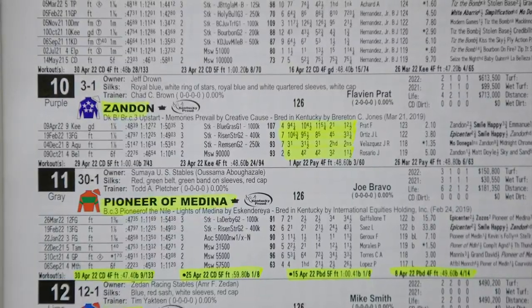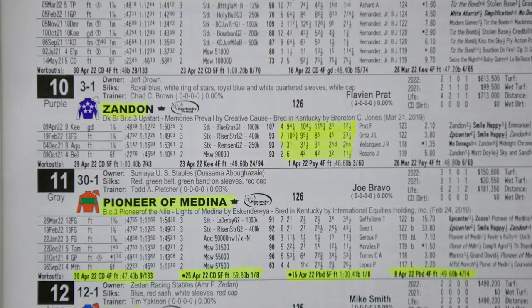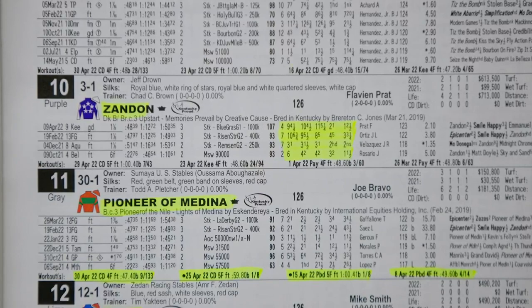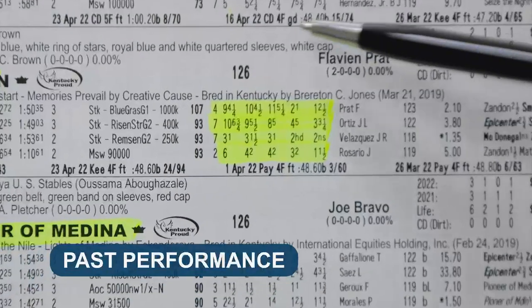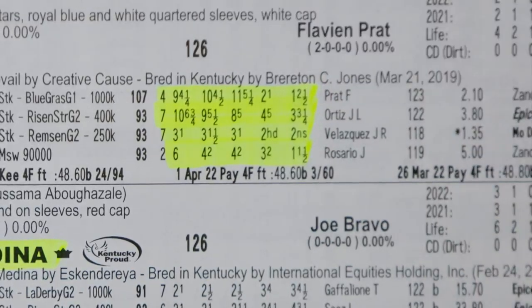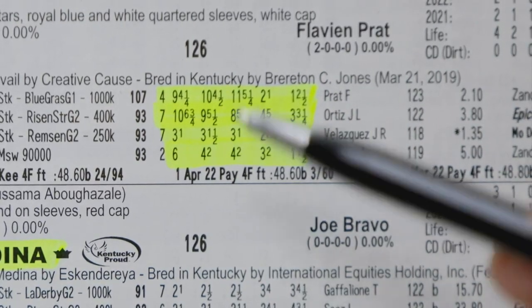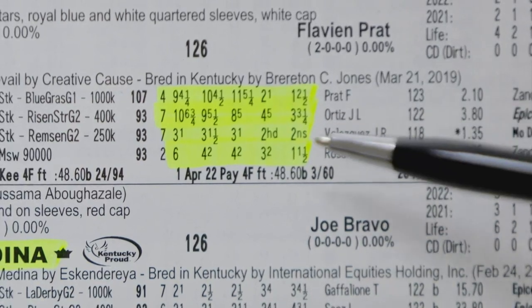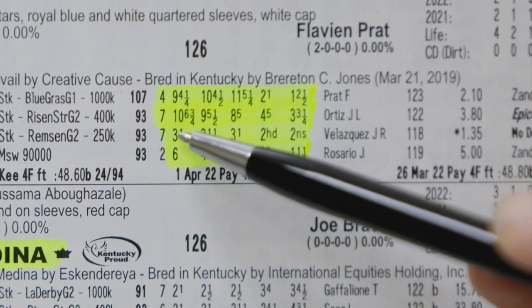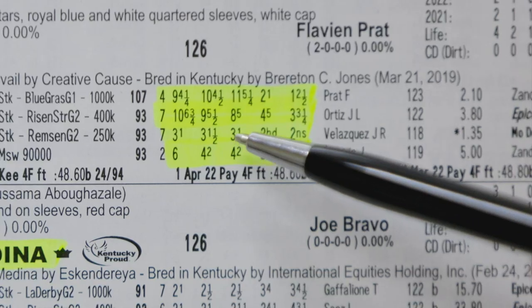I grabbed last year's Derby program, and the first thing you want to look at is how the horse fared in its most recent races. So you zoom in right here to this column. This is Zandon from last year's Derby, and the most recent race is at the top, and then it goes back in time. And you can literally follow how the horse did throughout the race.